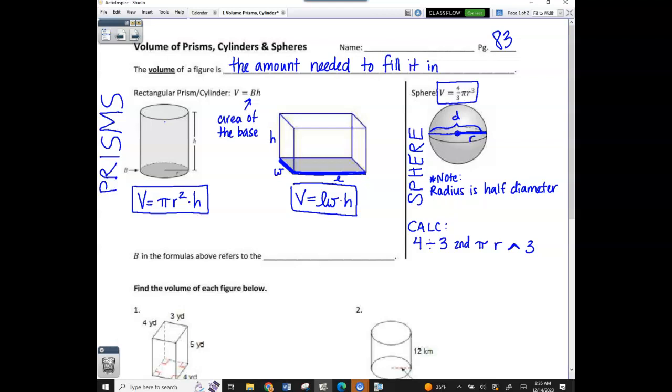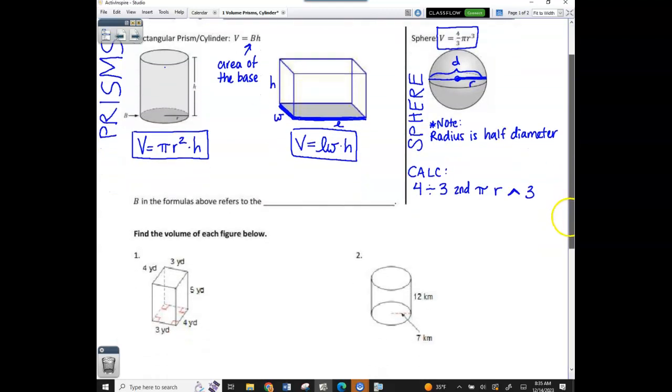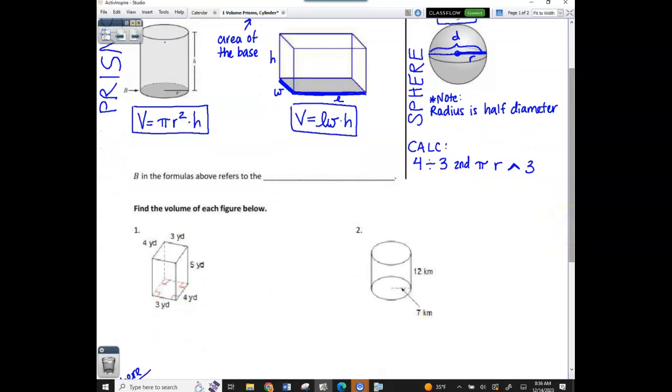And right here, capital B in the formulas above refers to the area of the base, but we already wrote it right there. Okay, let's dive in. Here we go. The first thing I want you to write is what shape it is. Then you don't have to copy the formula, but it might help. And then plug in the information.